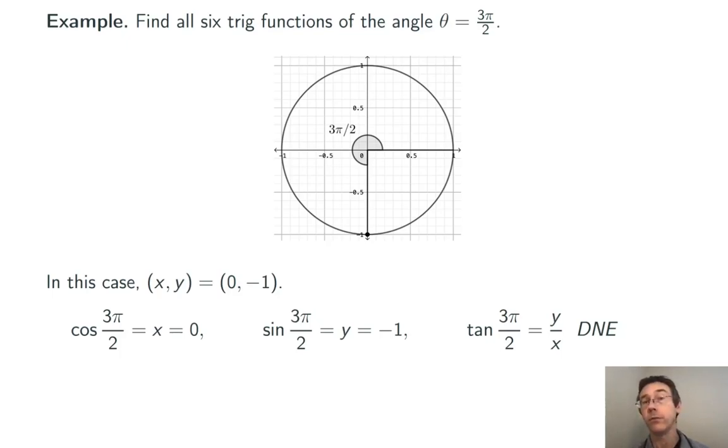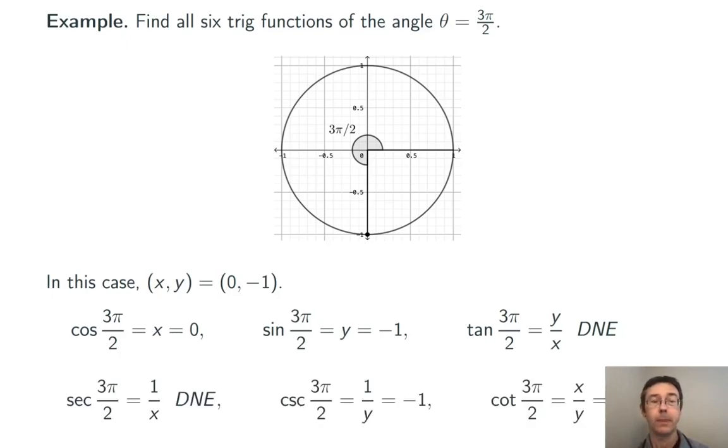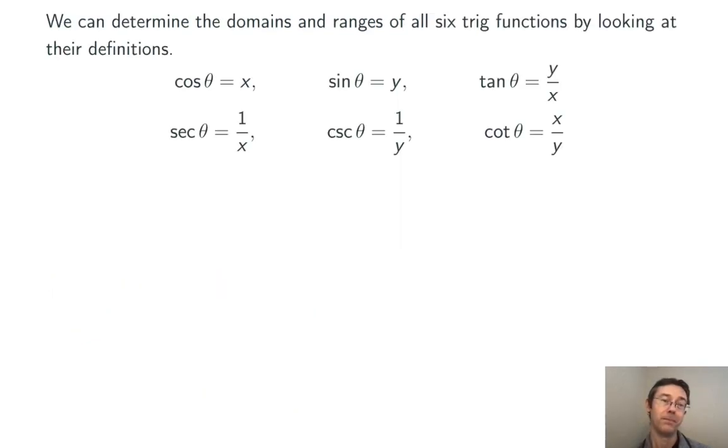So the cosine of 3 pi over 2 is 0. The sine of 3 pi over 2 is negative 1. And the tangent of 3 pi over 2 does not exist. Y over x, negative 1 over 0. The secant of 3 pi over 2 doesn't exist. The cosecant of 3 pi over 2 is -1, and the cotangent of 3 pi over 2 is 0.